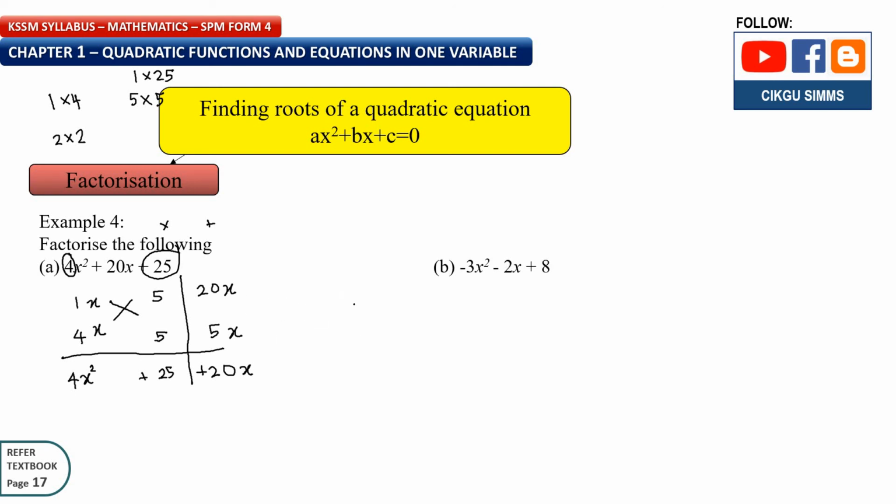We test another group here. 1x, 4x. We test for 1 and 25. So 25 I put here, 1 I put here. 25x and then 4x. Also I cannot get 20.